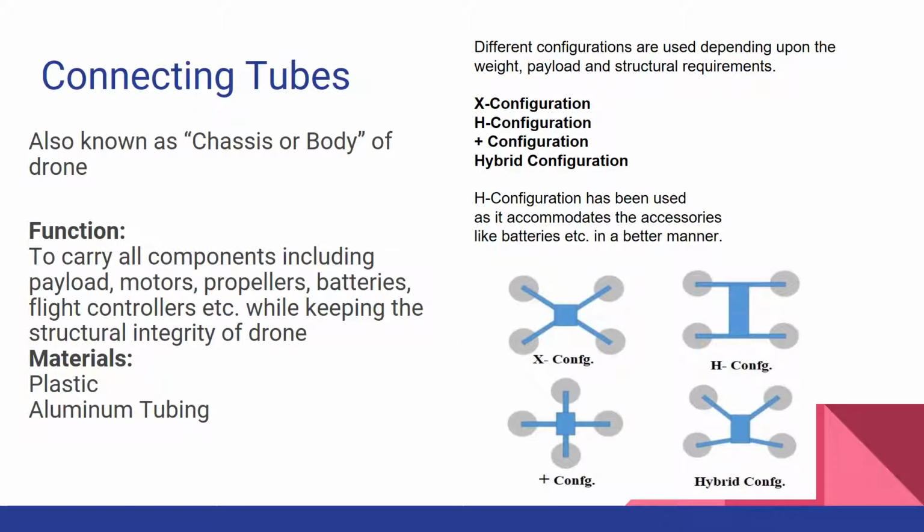And our fifth part is the connecting tubes. The main focus is just to maintain the structural integrity of the drone. It can be used with plastic materials, but in our case we used aluminum tubing. And these are just different ways you can configure the drone to work.